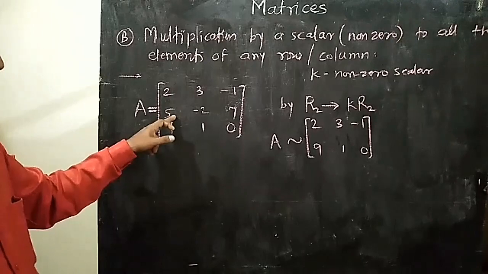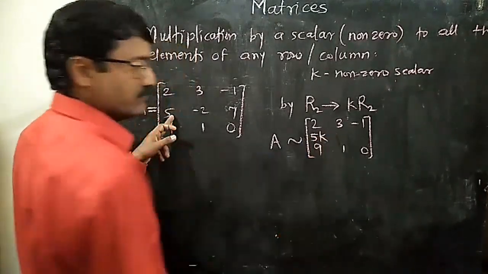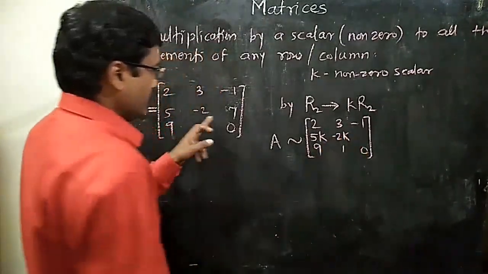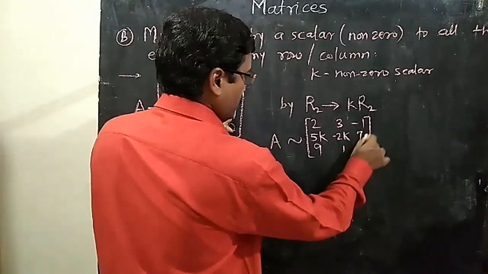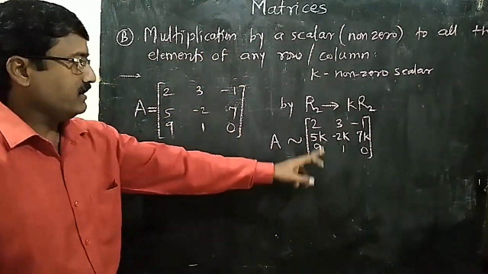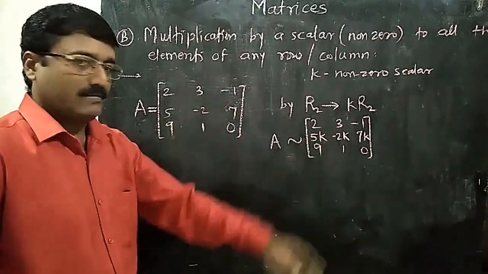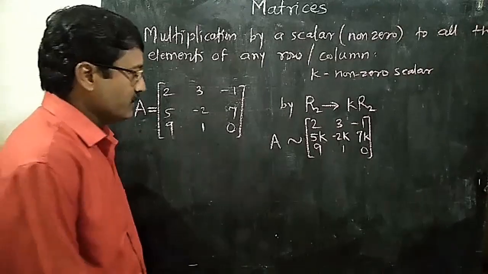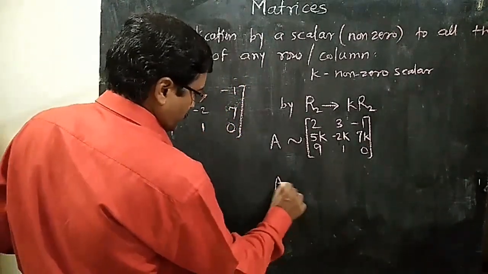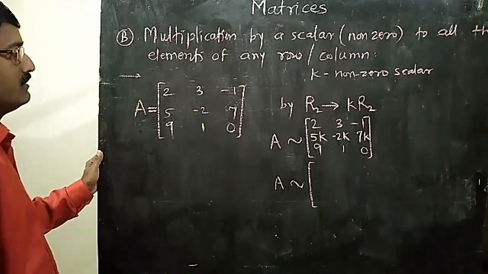We are multiplying this second row by K, so it will become 5K. This is -2, so -2K. This is 7, so 7K. So this is our new matrix, which is equivalent to A, obtained by taking the multiple of each element of the second row. Similarly, we can obtain another matrix by column multiples.